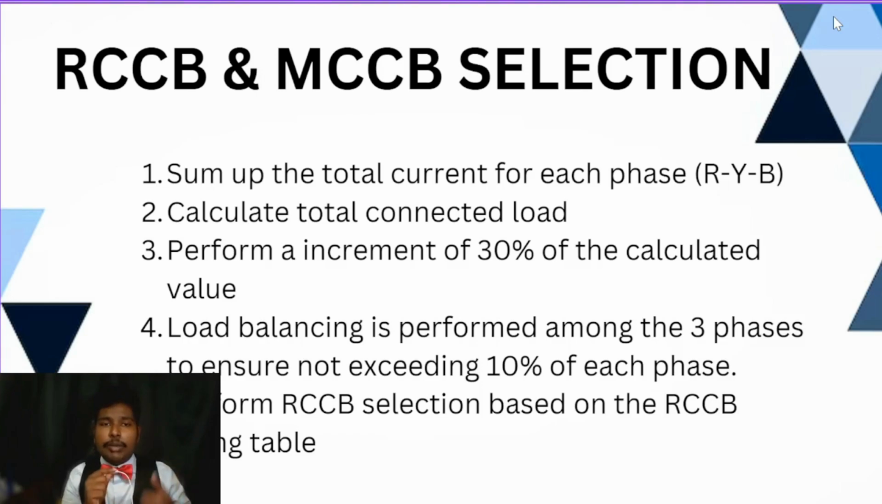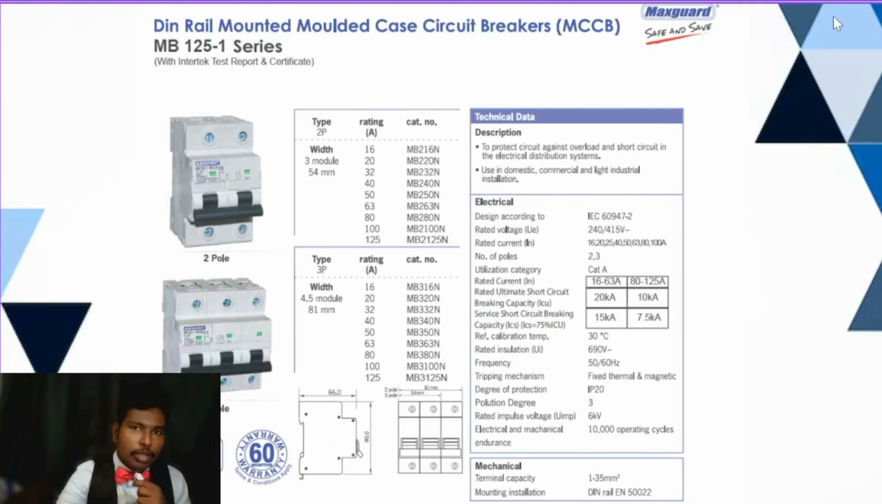At first, we sum up the total current for each phase, RYB, then calculate the total connected load, perform an increment of 30% on the calculated value, then perform load balancing among the three phases, ensuring not to exceed 10% on each phase, then perform RCCB selection based on the RCCB rating table. So here is an example of it. Either it can be RCCB or MCCB.